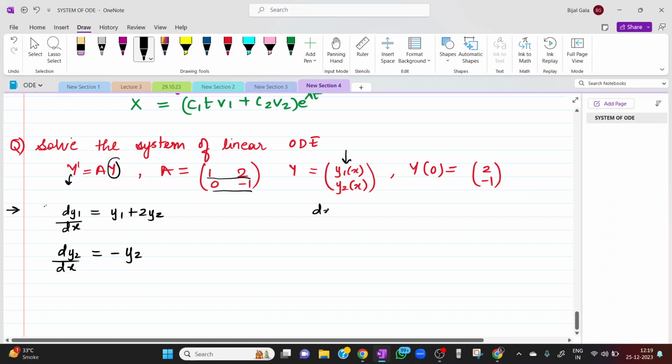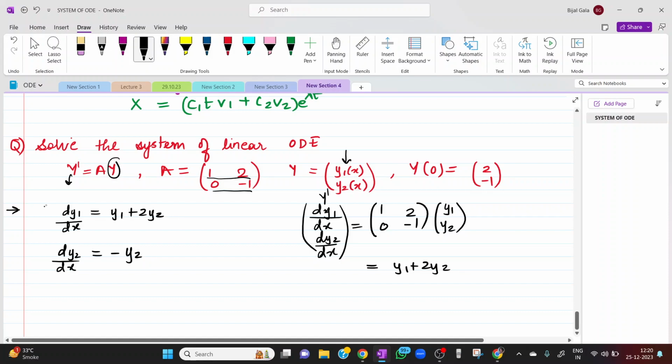What is given to you here is dy1 by dx, dy2 by dx. This is your matrix: y dash equals A y, where A is 1, 2, 0, minus 1 and y is y1, y2. So when you multiply the right hand side, you will get y1 plus 2y2 and negative y2, and this is equal to y1 dash, y2 dash. So by equality of matrices, I get equation 1 and equation 2. I hope the question is now clear.